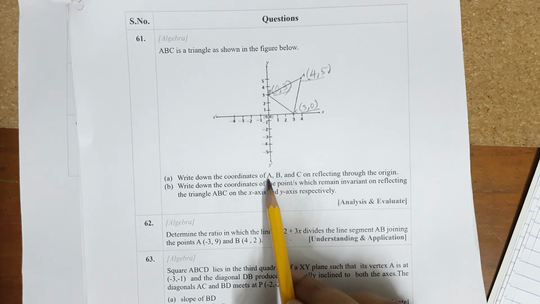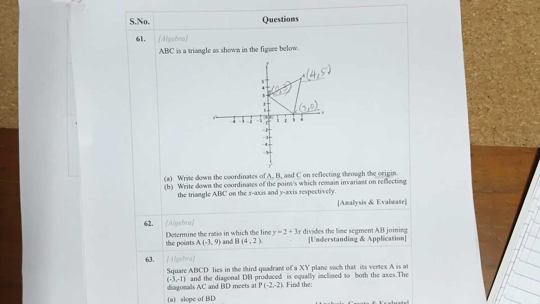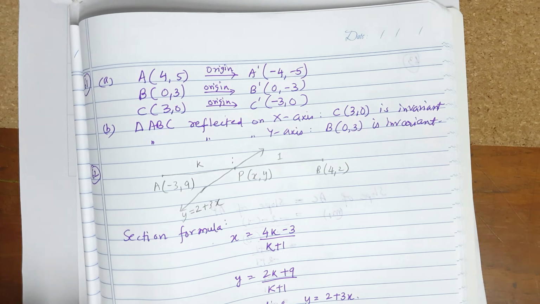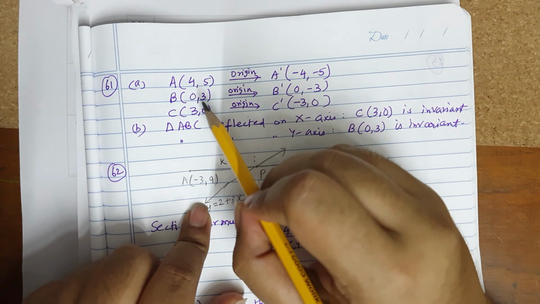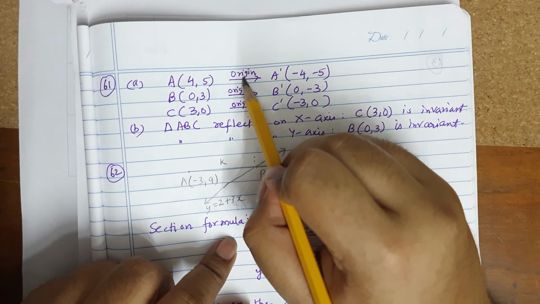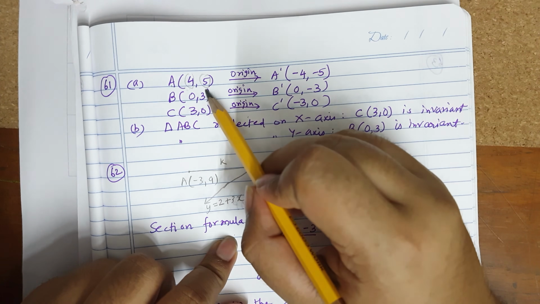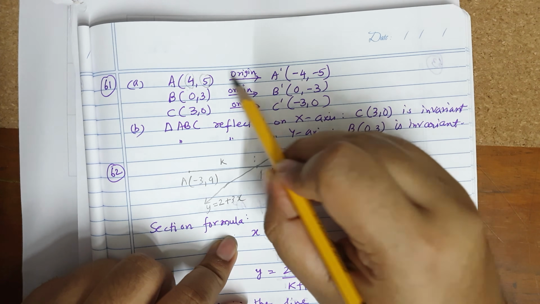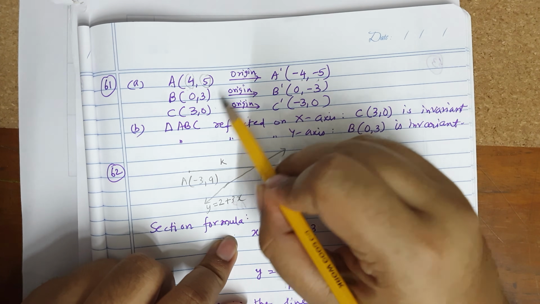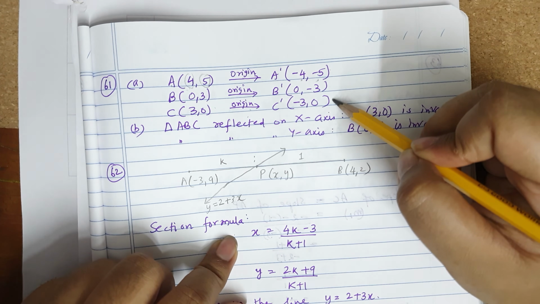And then you have to reflect A, B and C on the origin and then write the coordinates. So you can write the answer something like this. Suppose you have the point A 4 comma 5. Whenever you reflect in the origin, you know that the x and y coordinates sign will change. So 4 will become minus 4, 5 will become minus 5. So all the 3 points, if you reflect in the origin, these are the coordinates that you will get.